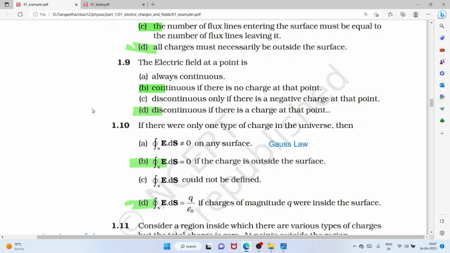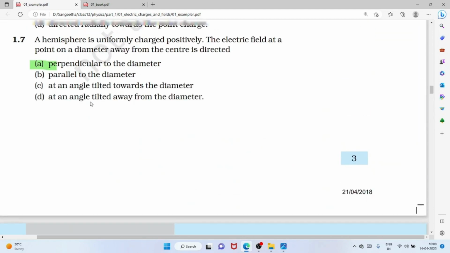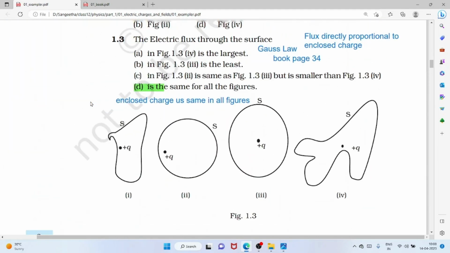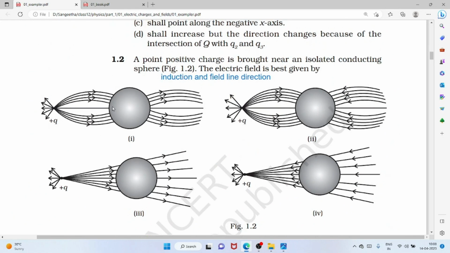Electric field at a point is always continuous. No, it is continuous only if there is no charge at this point. If there is a charge, then the field is directed towards that charge, and it is discontinuous if there is a charge at that point. You can make out these things from the diagram only. If there is a charge, that is why these field lines come in and then go out again from here. If there is no charge, it will be continuous.